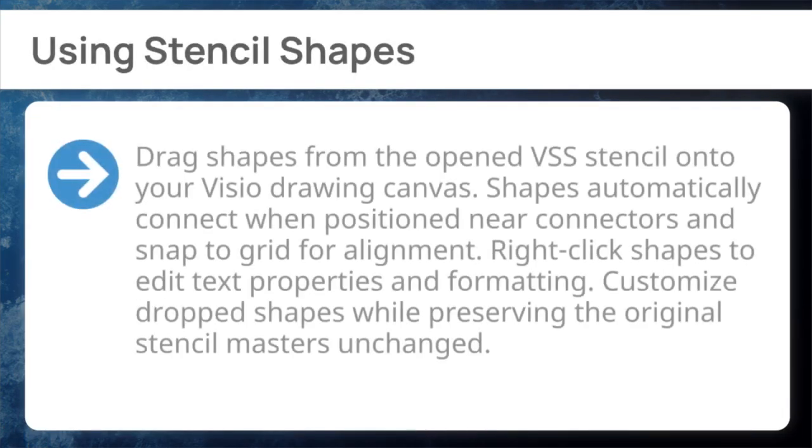Next, using stencil shapes, drag shapes from the open VSS stencil onto your Visio drawing canvas. Shapes automatically connect when positioned near connectors and snap to grid for alignment. Right-click shapes to edit text properties and formatting. Customize dropped shapes while preserving the original stencil masters unchanged.